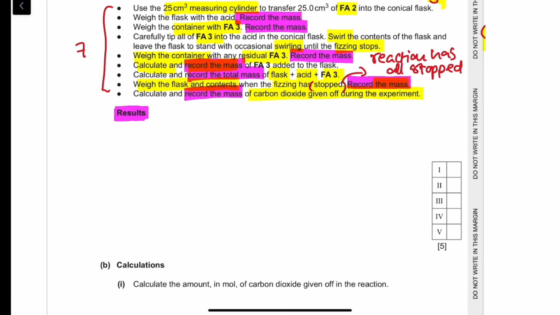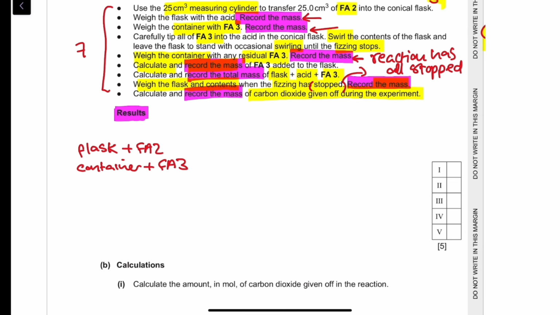Okay, so for the masses we're going to have 7 subheadings. And I'm going to write out what they are before I actually draw my table, just so it's a lot neater. So the first mass we recorded was the flask plus the acid, so plus Fa2. Then, that's right here. Then we recorded the container plus Fa3.